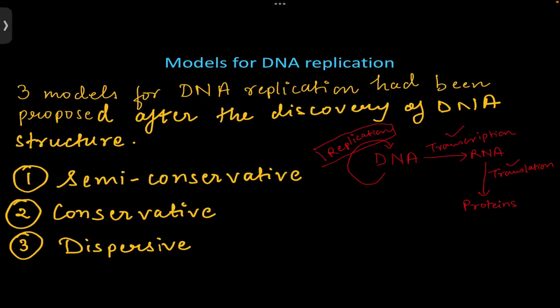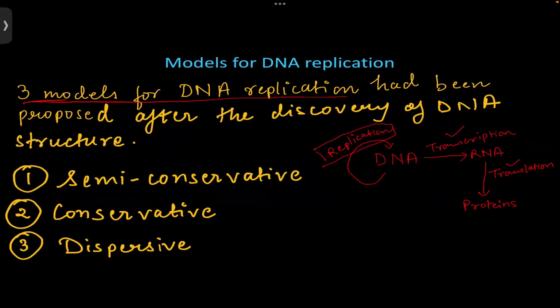translation. After the discovery of the DNA structure by Watson and Crick, people started discussing how DNA is replicating, or how DNA is making its own copies. Three models for DNA replication have been proposed.